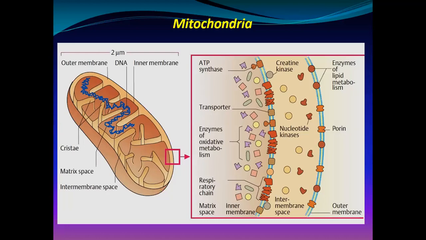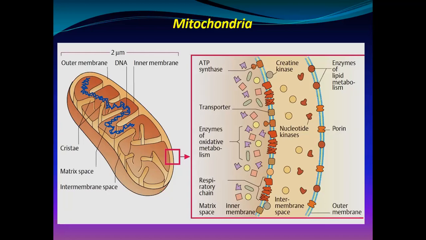And then the inner membrane projects into the matrix. The inner membrane folds are called cristae, and then there is the matrix space. There is also an intermembrane space between the outer mitochondrial membrane and the inner mitochondrial membrane.